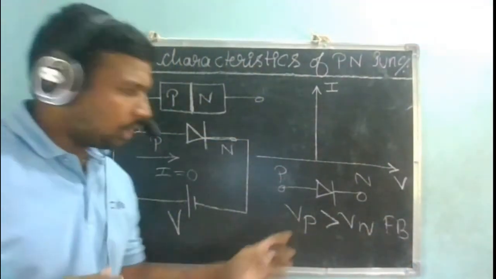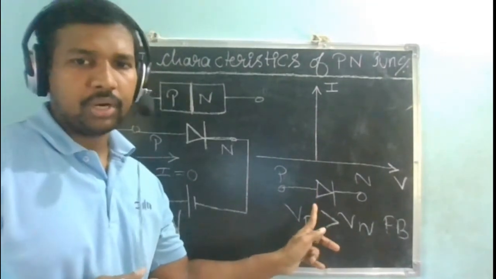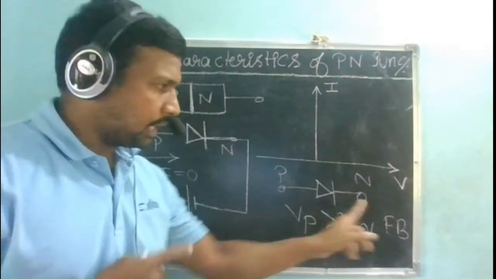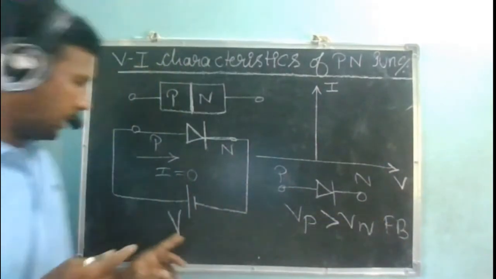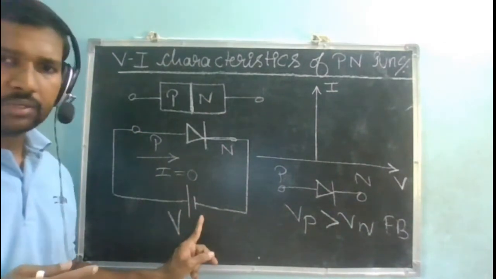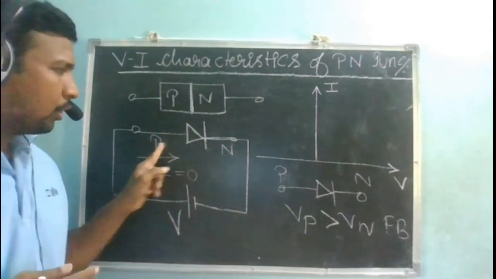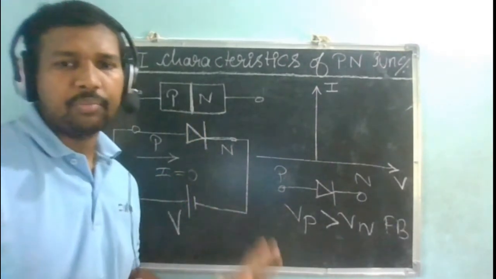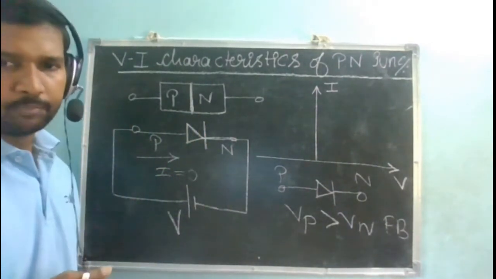So if you want to forward bias your diode, what you have to do? Take care that your P side is more in potential than the N side. What I have done here is I have made my P side more in potential. Positive is more than the negative, so I made my P side more potential than the N side. That is why this diode is now said to be in the forward biased region. Is this okay? Yes or no?